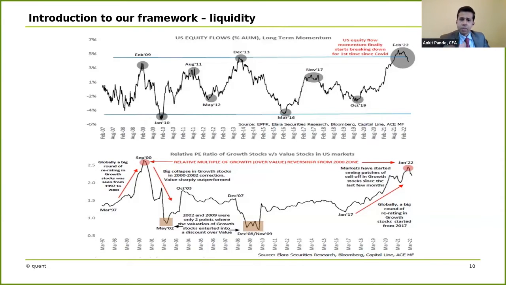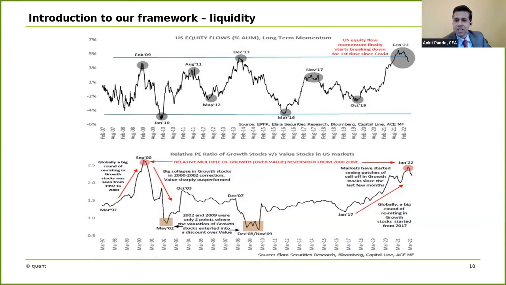And you can couple that knowledge with the figure below. That's the relative PE ratio of growth stocks versus value stocks in the US market. And we'll come to the Indian market because it's a very similar story. You can see that since the 2008 financial crisis, growth stocks have had a great time over value. And now in January 22, they've hit the highs of around 2.5x, taking you back to September 2000, hit those highs, and they're coming off as well.